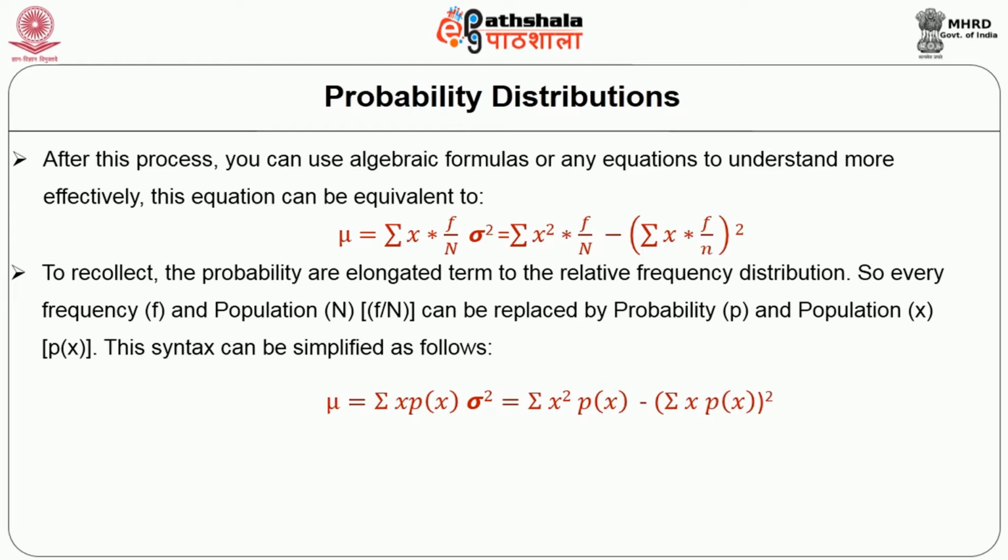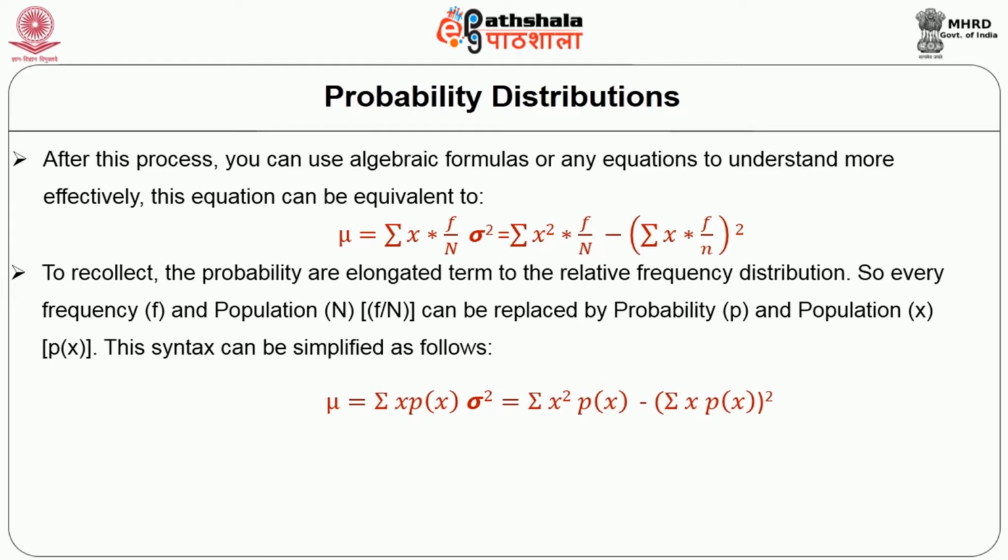This syntax can be simplified further. Look at this formula, the simplified form of the probability distribution. The mean is equal to the sum of x into p, where x is the population value and p is the probability function of x. This is the simplified formula to calculate the mean when discussing the probability distribution.